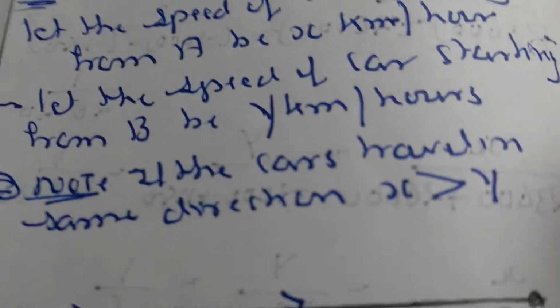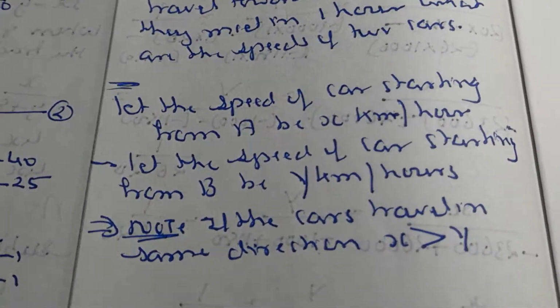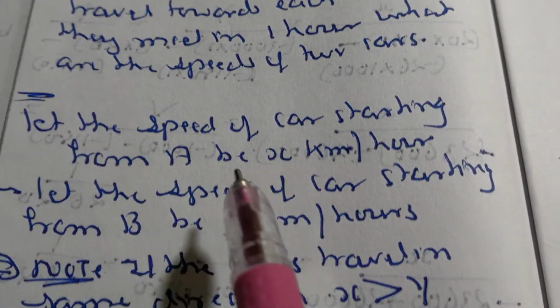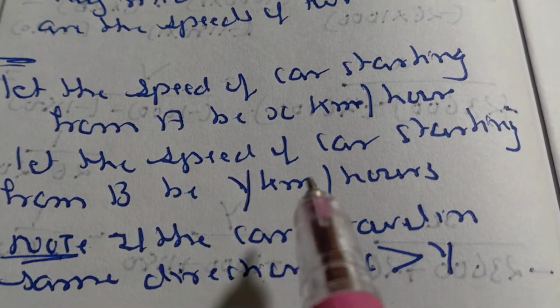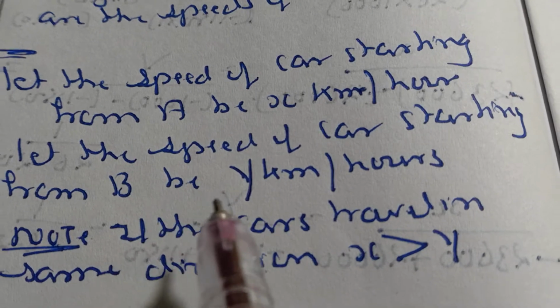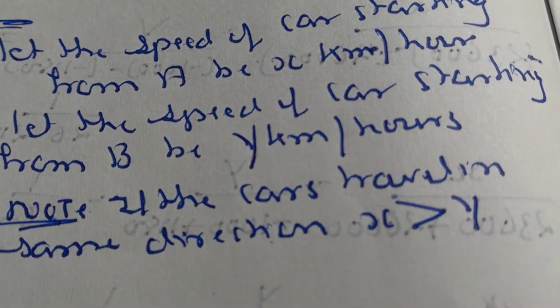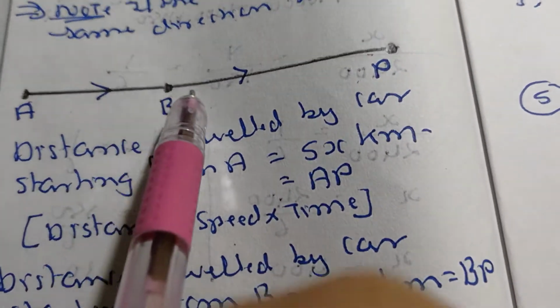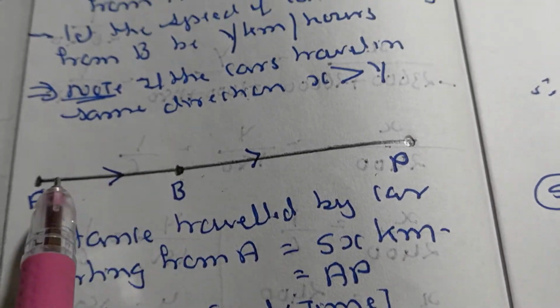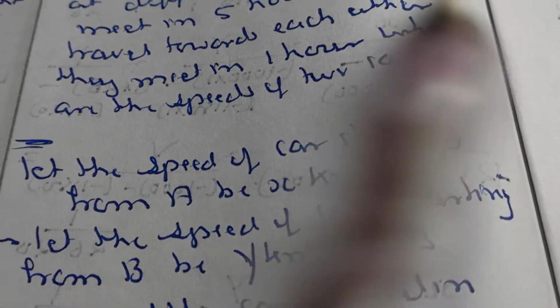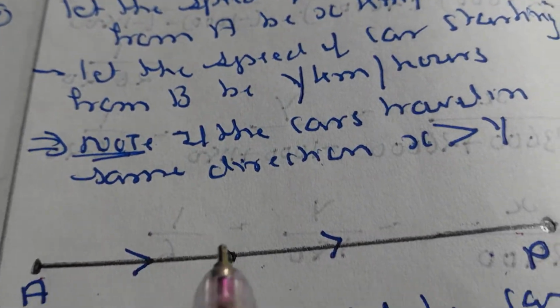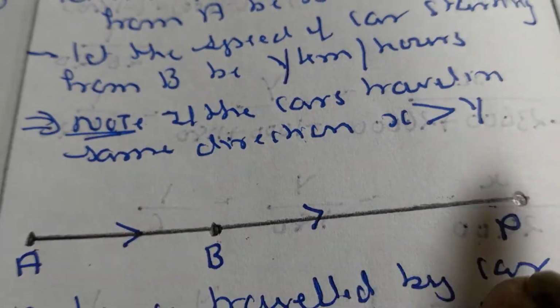So let us start with our answer. Let the speed of the car starting from point A be x kilometers per hour, and let the speed of the car starting from B be y kilometers per hour. Now obviously AP is greater than BP, so here I have written x is greater than y.